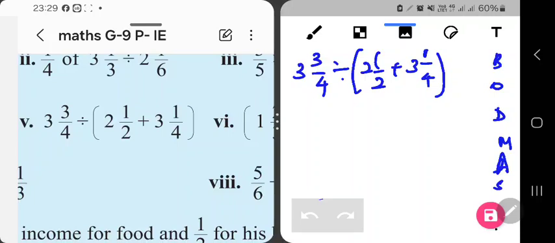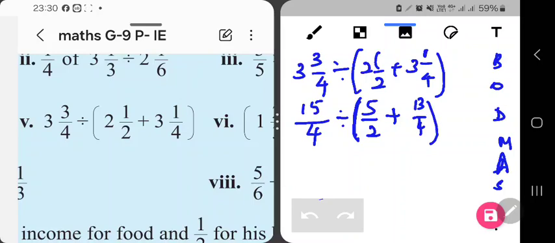But while doing that, you can also convert these mixed numbers into improper fractions. That's fine. So 4 times 3 is 12, 12 and 3 is 15. And then you have the division. And within the brackets, convert these mixed numbers into improper fractions. 2 times 2 is 4, and 4 and 1 is 5, plus 4 times 3 is 12, 12 and 1 is 13. And then still go on and calculate the things within the brackets, right? So 15 over 4 divided by this part.